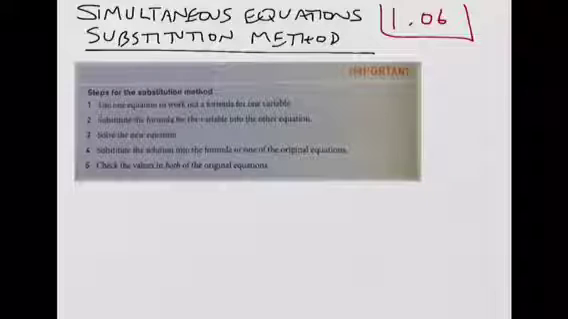Then substitute the formula for the variable into the other equation, solve the new equation, because by substituting the formula for the variable into the other equation, you're going to reduce it down to only have one variable now, and you solve for that variable in the new equation. And then substitute the solution, so the number that you've gotten, into the formula of one of the original equations, and then you check the values of both of the original equations. So just at the end you do a final check like we did with the last one.